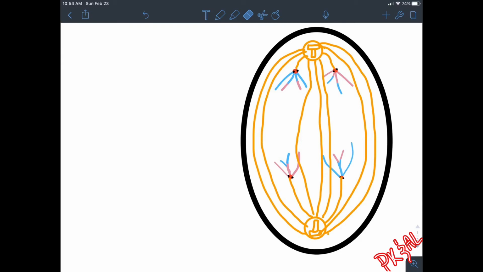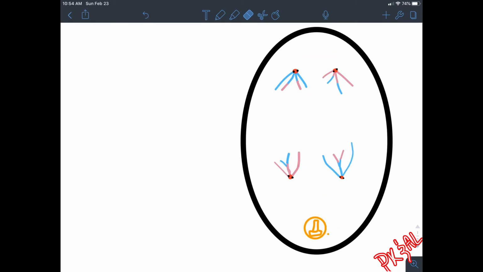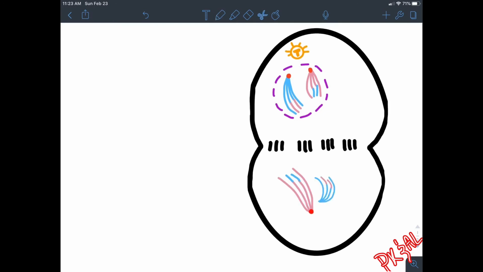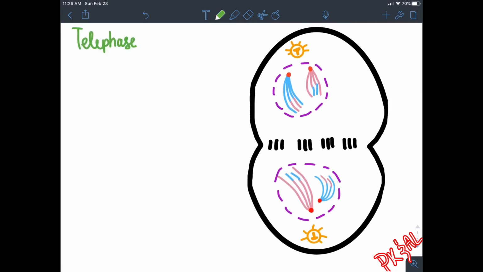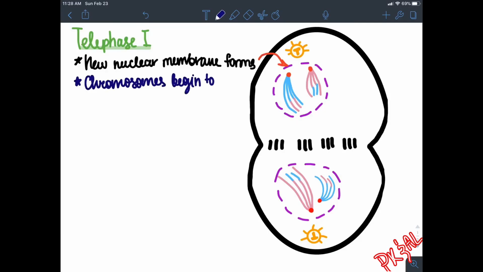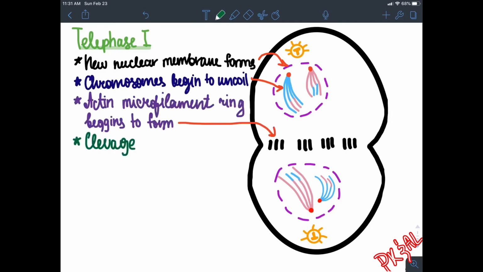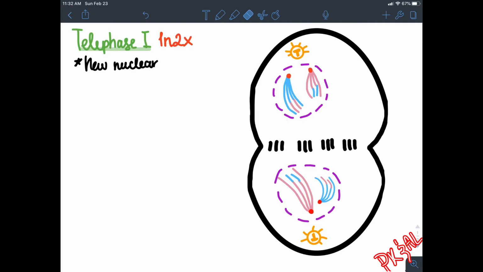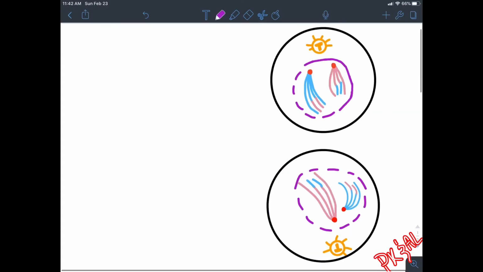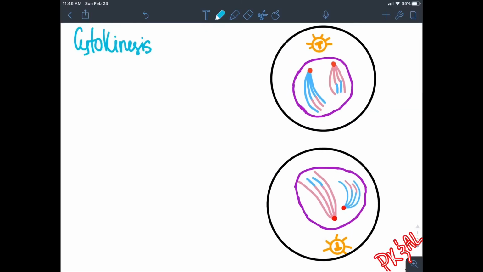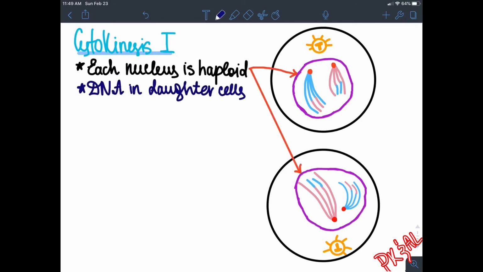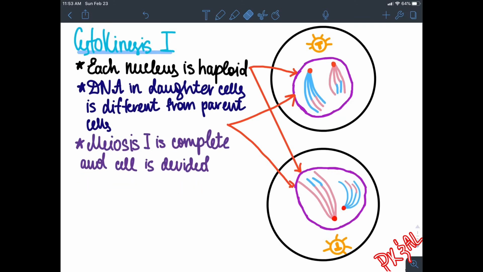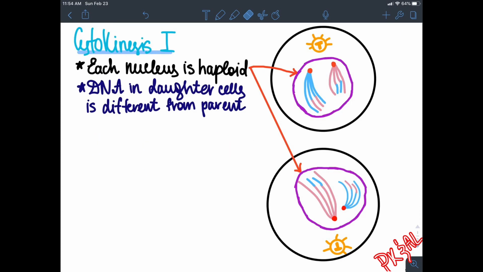Next up is telophase 1. In telophase 1, a new nuclear membrane forms. The chromosomes begin to uncoil and the actin microfilament ring begins to form. The cleavage furrow forms, and telophase 1 is 1N, 2X. After telophase 1 is cytokinesis 1. Each nucleus is haploid. The DNA in daughter cells is different than the DNA found in the parent cell. Meiosis 1 is complete, and the cell is divided into 2 daughter cells.